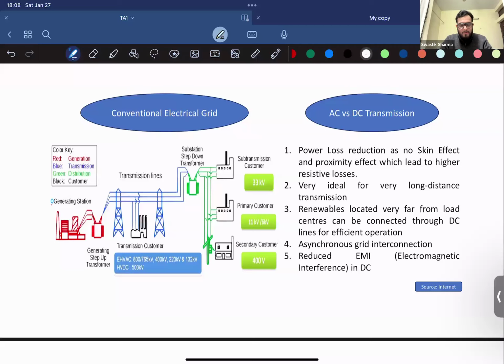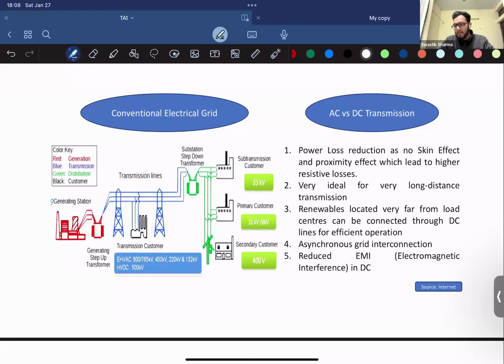AC won because of economical reasons at that time, because it was fairly cheap to generate and transmit AC over a long network. We can't say that it was economical in general. It was economical based on the technologies that were there in the 1900s. We know that DC would result in less losses. So now the government is developing HVDC transmission sites.